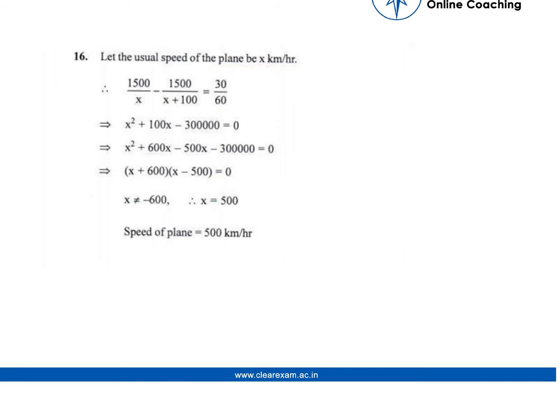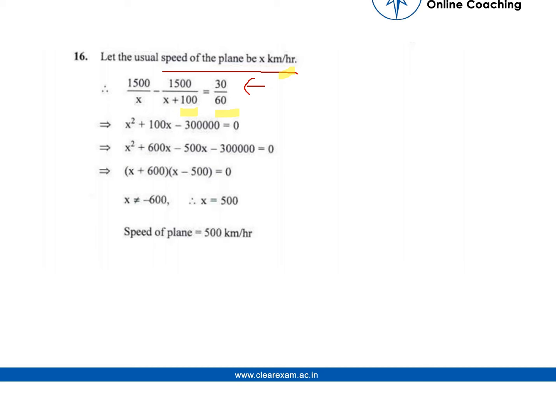Let the usual speed of the plane be x km per hour. As given in the question, 1500 km is the distance covered by the plane. So distance upon x (speed) minus distance upon x plus 100, where 100 is the speed increased, is equal to the time, 30 by 60 in hours. Here we are dividing 30 by 60 because we have to get the answer in hours, but in the question the time is given in minutes.